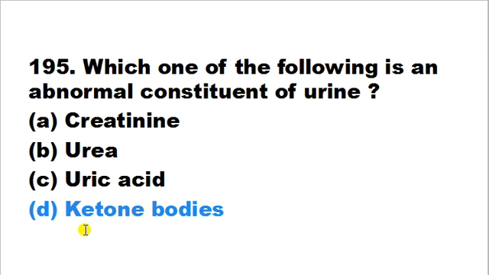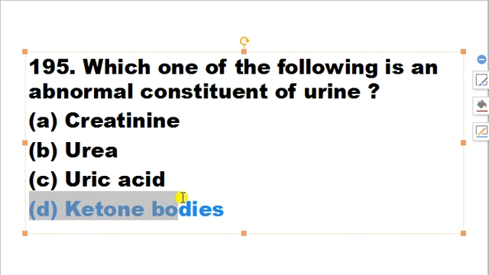And why does this condition arise? Why are ketone bodies present in our urine or blood? When our cells don't get enough glucose, when glucose is not supplied to the cells, the other source of energy is fat, which is burned by the cells for energy. So here fat is utilized as the energy source, and ketone bodies are released as a byproduct in blood and urine. So this is an abnormal constituent of urine. So here the correct answer is D.